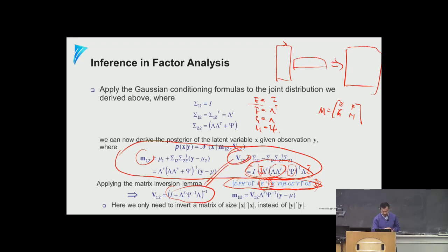but they have very different computational implications. Okay, so in here, what is the dimension of the matrix that you need to invert?